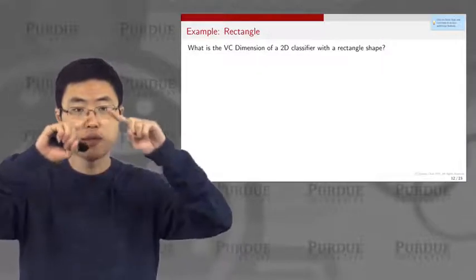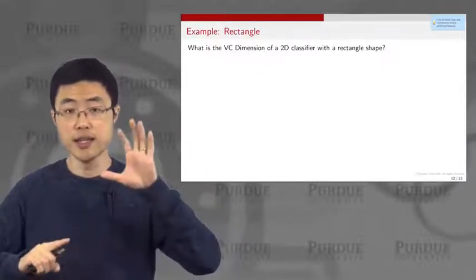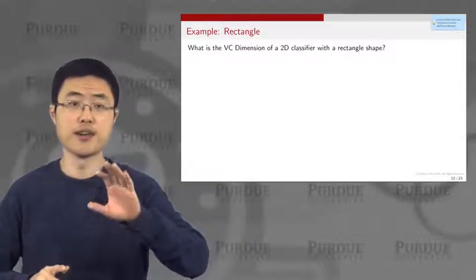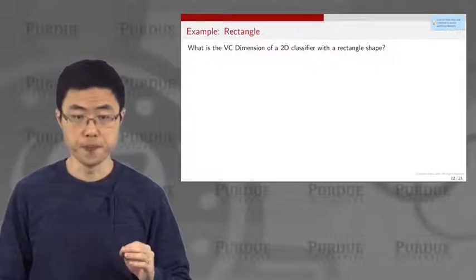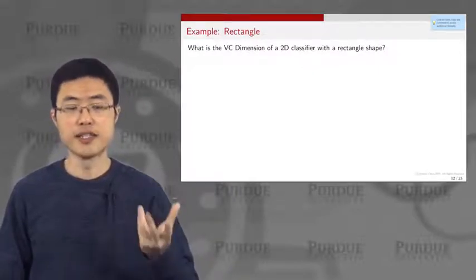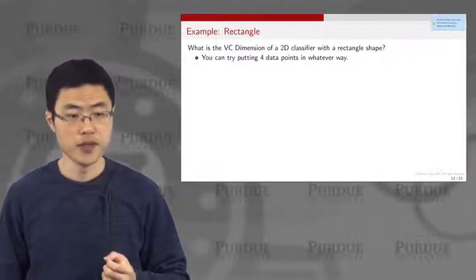we are going to draw a rectangle, and anything that's inside the rectangle will be classified as +1. Anything outside will be classified as -1. And we ask, what is the VC dimension of this rectangle classifier?